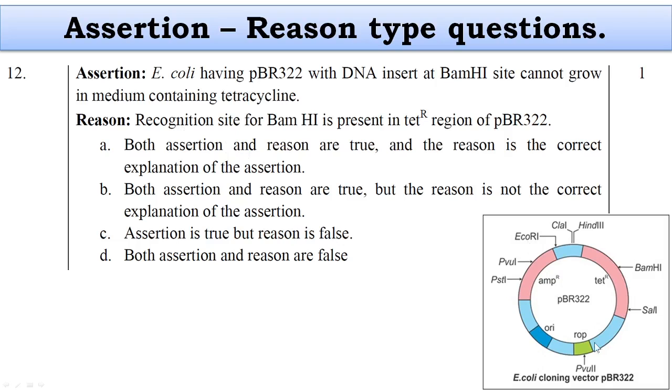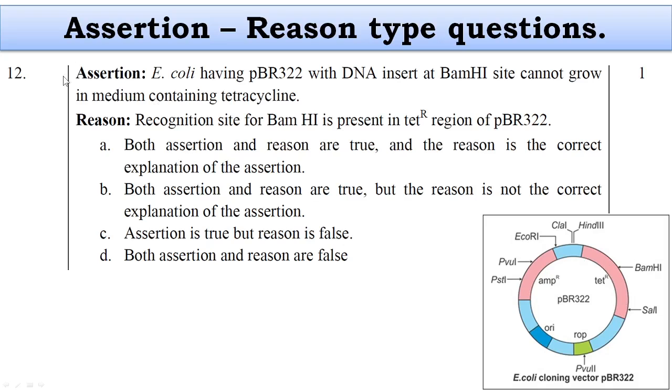The E. coli which contains this particular plasmid won't be able to grow in a medium containing tetracycline because the tetracycline gene has been inactivated. Right? This is insertional inactivation. Why did it get inactivated? Because of BamHI. It made a cut right over here and inserted a foreign gene over here. Because of that, the tetracycline gene got inactivated.